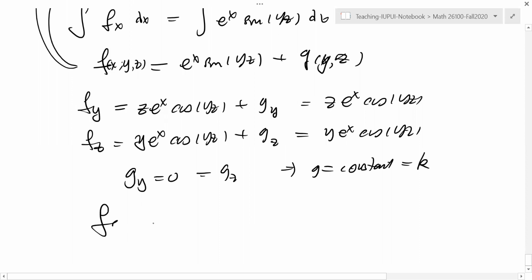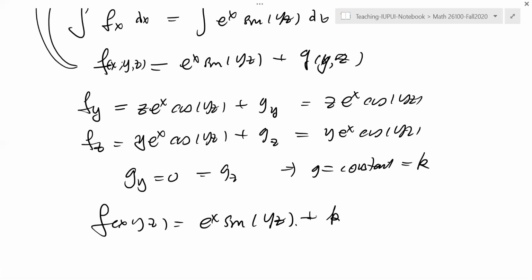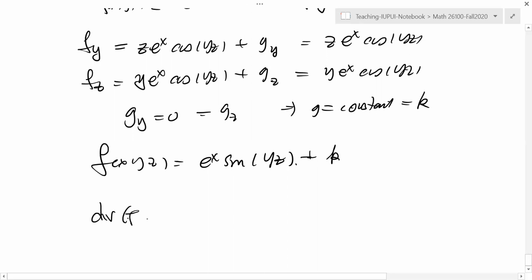So we got the function. Our function f(x, y, z) is going to be e to the x sine yz, plus any constant. That's fine. So that F is going to be the gradient. The divergence of this function is not going to be 0. So F is not going to be the curl of any vector field h.